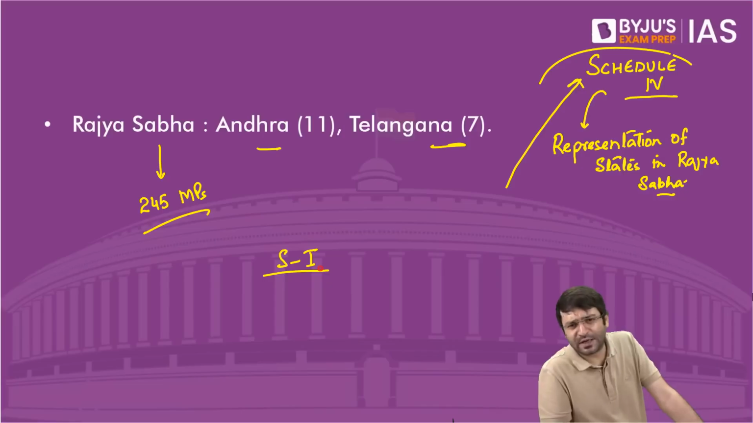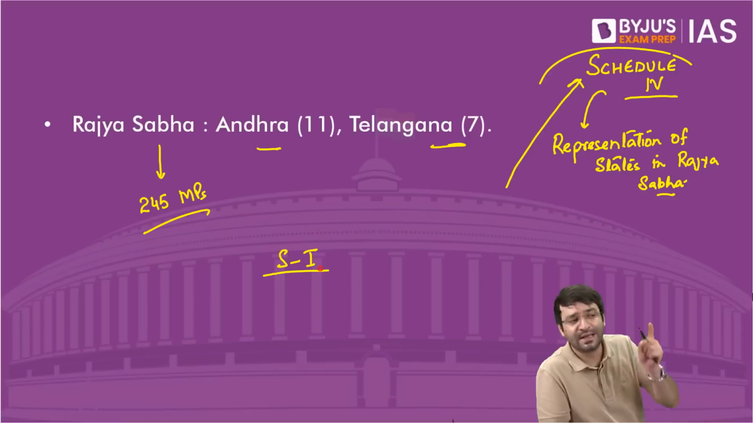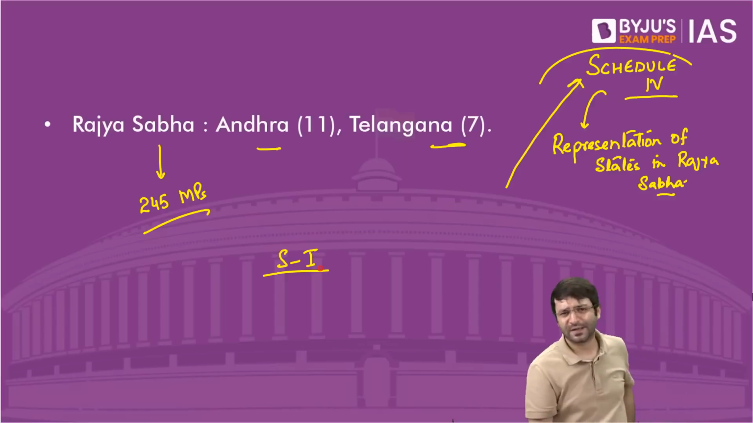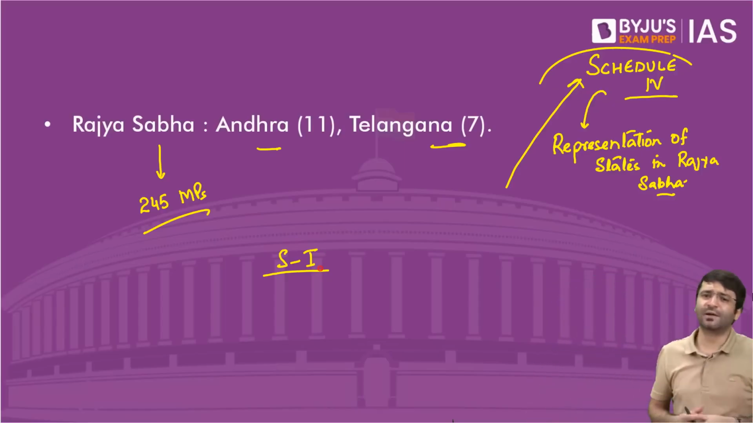But Andhra Pradesh reorganization bill was passed by simple majority. To amend the Constitution, we require special majority. How can a law passed by simple majority amend the Constitution? Because constitutional amendment requires special majority. Same case with Jammu and Kashmir reorganization bill.